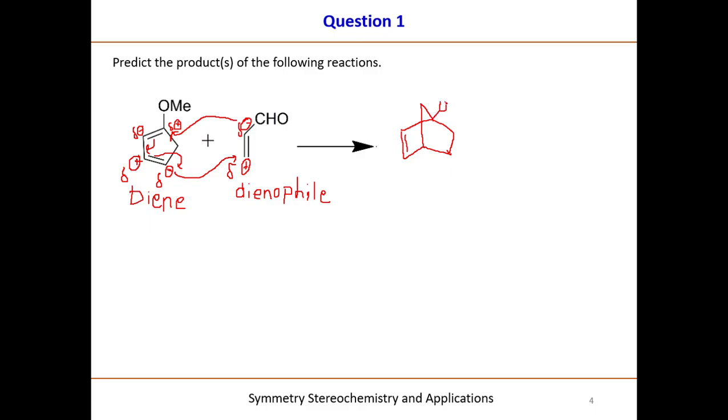OMe. The OMe group will be present at the bridging position. And here we have CHO. Now CHO is present here, so its endo will be the major product. The endo product will be the major product because the secondary orbital of the carbonyl group will overlap with this diene. That's why the endo product will be your major product.